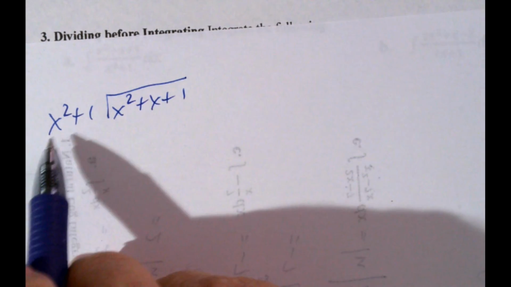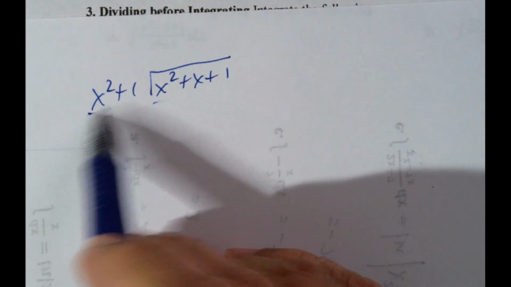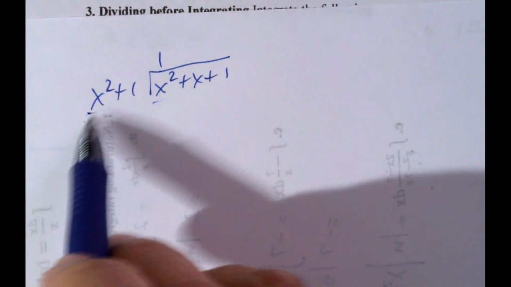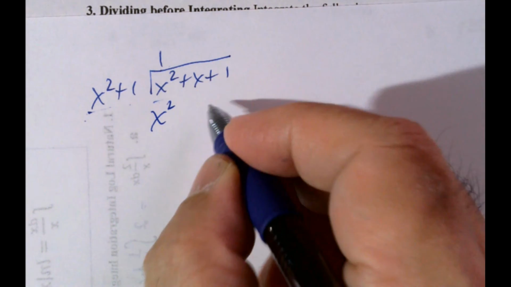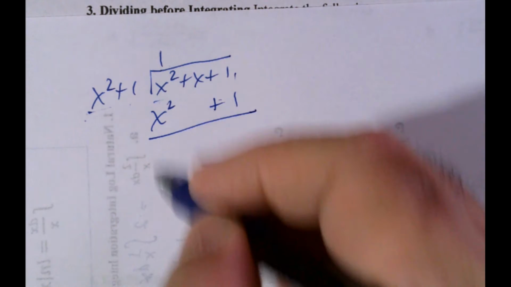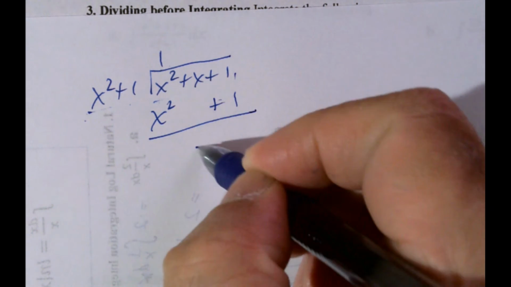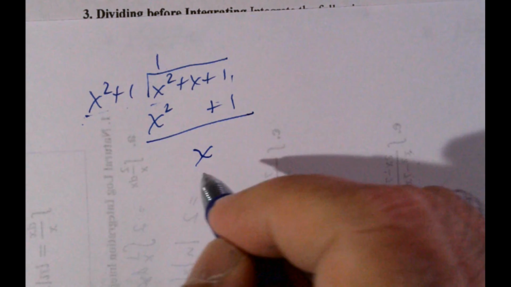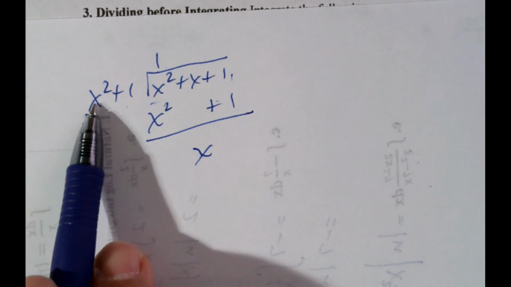So just a reminder how to do long division. You compare the first terms. x squared times what is x squared? Well, only 1. Now take this and multiply everything by that 1. So 1 times x squared is x squared, and 1 times 1 is 1. I'm going to put it under the other terms. And then, remember, long division is subtraction. x squared is canceled, the 1's cancel, and I just have an x. When the degree of the term over here is less than the degree of the divisor, you stop. So that's the remainder. So x is the remainder.